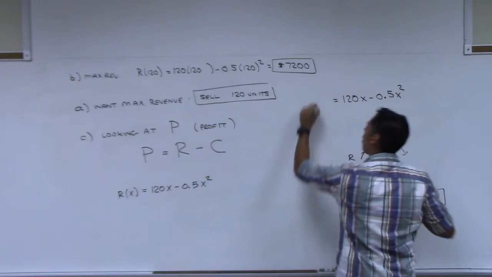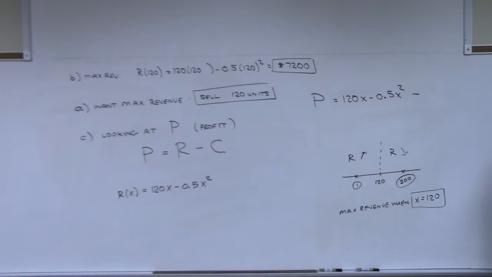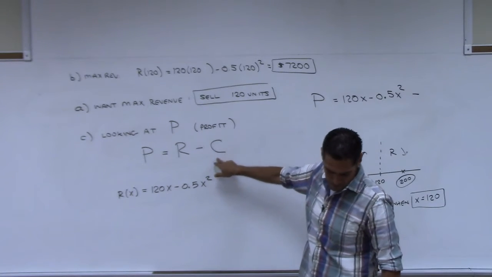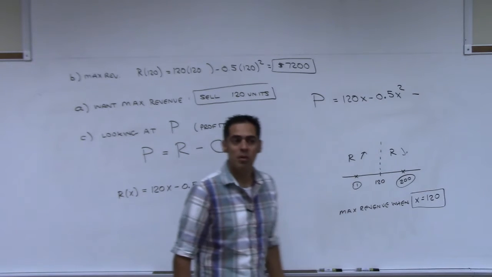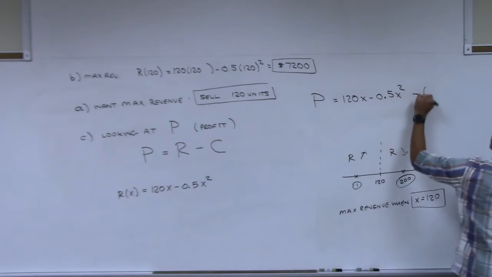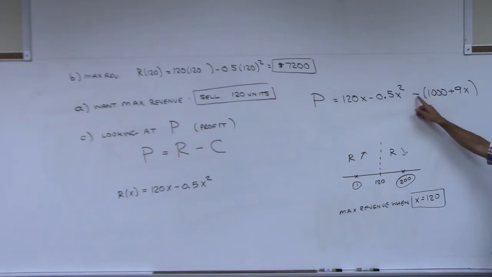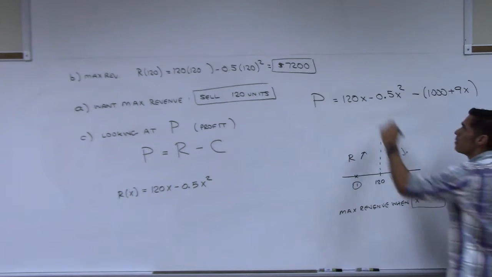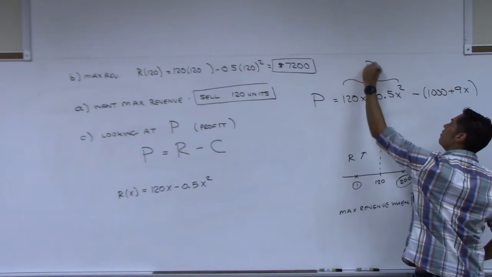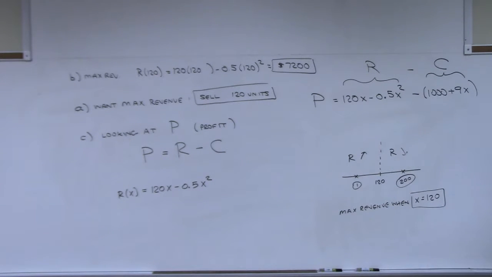Oops. Our profit should be equal to our revenue minus, now what about the cost? So I'm subtracting cost now, right? My cost is 1,000 plus 9x, right? Be very careful. This has to be in parentheses, because you must distribute the minus through to both terms. So this is your revenue minus this is your cost. Everyone clear on that?